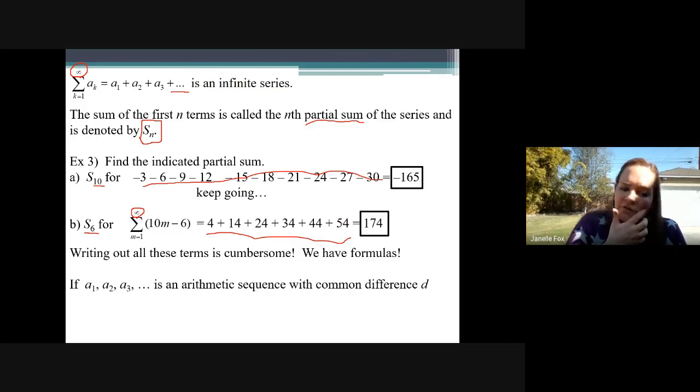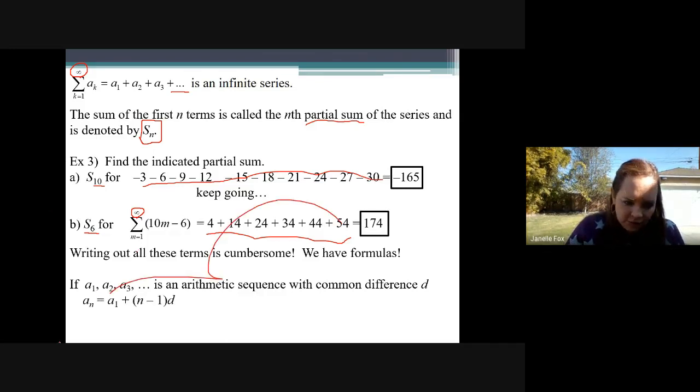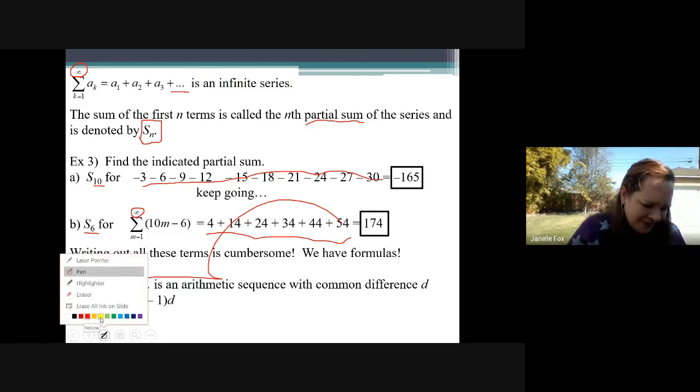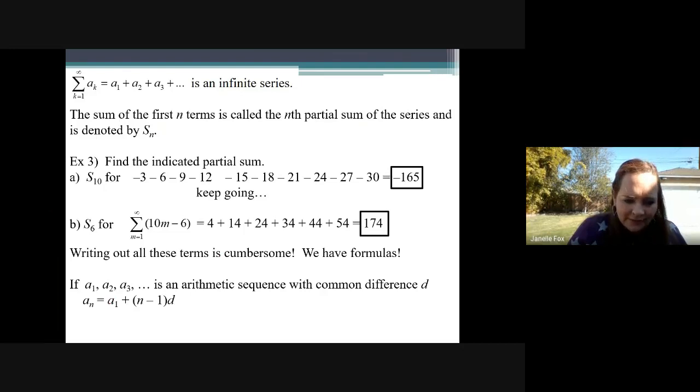So this first one is for an arithmetic sequence. An arithmetic sequence has a common difference of d. The way you get each term, this is a review. Oh my goodness, what did I just do? I just drew on my paper. Oh, wait, let's start that again.